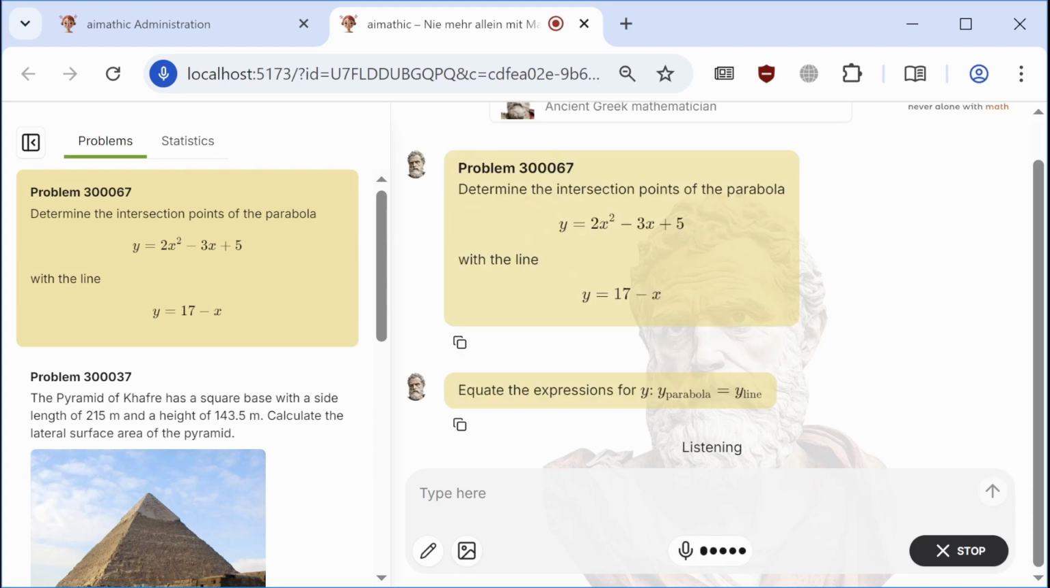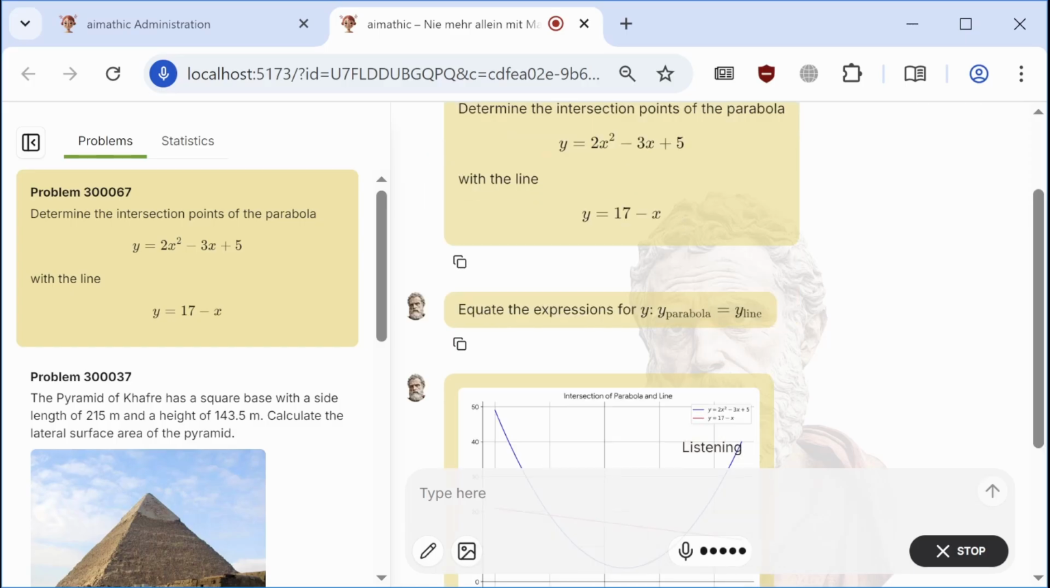Indeed. When we seek the points where two paths, such as a parabola and a line, cross, we are looking for the places where their y values are equal for the same x value. Therefore, the first step is to equate their expressions for y. Maybe you can show me a graph?